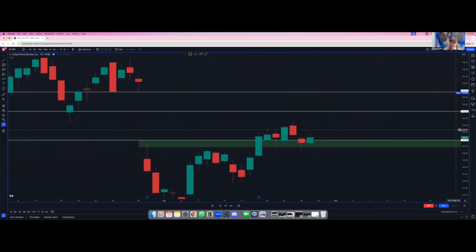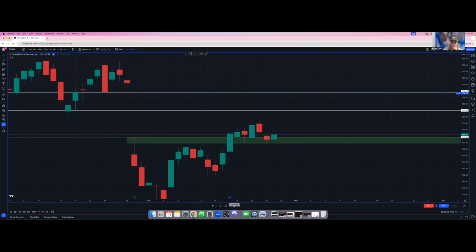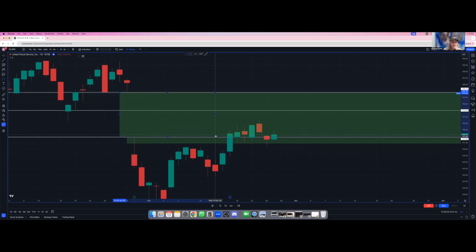This is a UPS trade that I took, I think a few weeks ago. UPS had this gap here. It had this whole gap here, like that. Let's put it in blue. Every time you see a blue level on my chart, those are gaps, right?